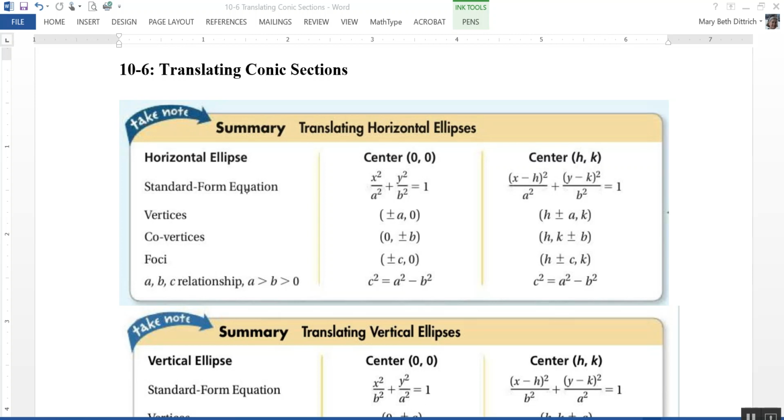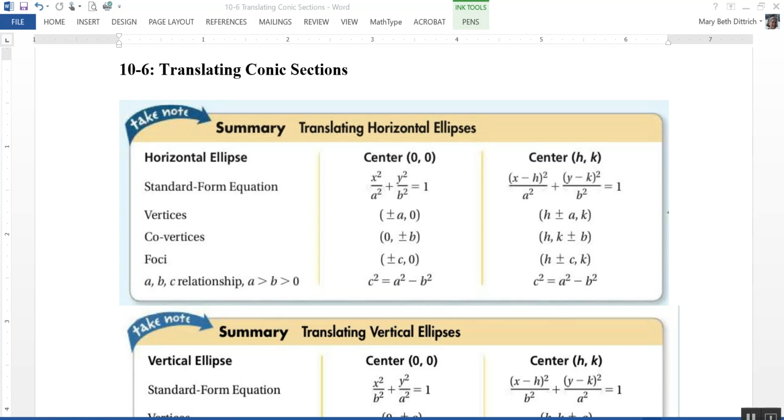So several text boxes from your textbook, which I would not go through the bother of memorizing all of this. I think we can actually figure a lot of this out as we go along. So the main idea is, instead of having something like x squared over a squared plus y squared over b squared equals 1, now we're going to add our h and k, because that's going to be our new center, as we've seen with all sorts of functions that we've looked at this year. So a horizontal ellipse centered at (h, k) is going to be x minus h squared over a squared plus y minus k squared over b squared equals 1.